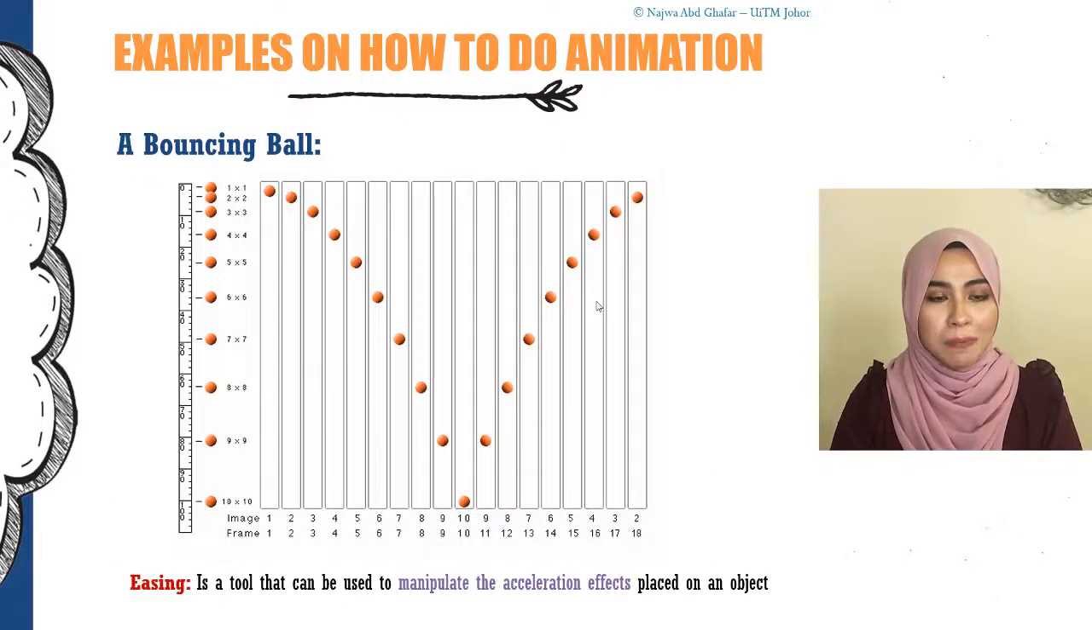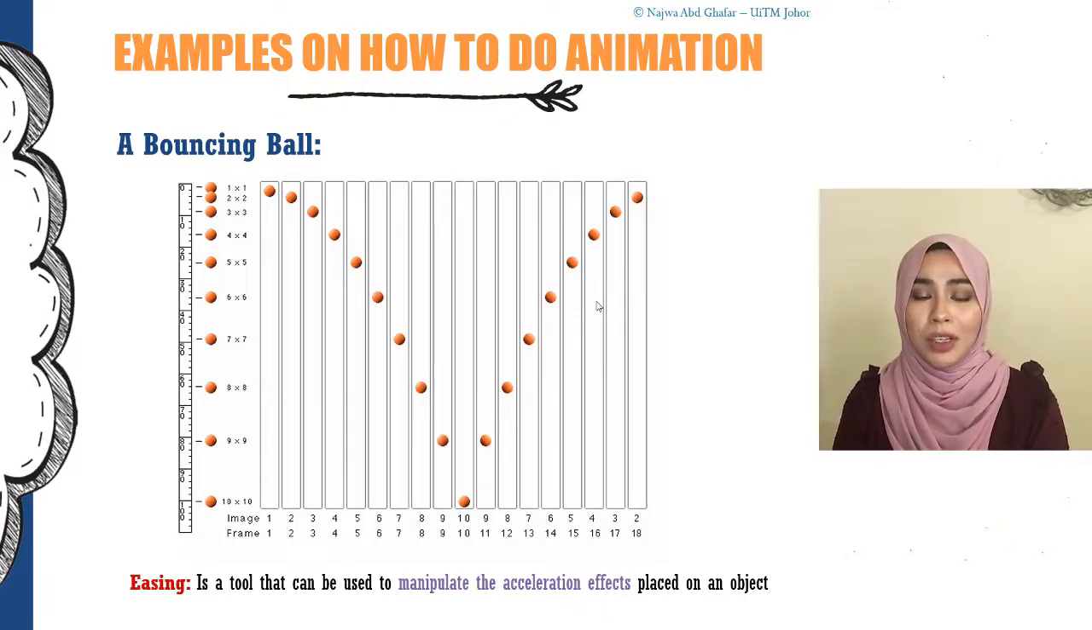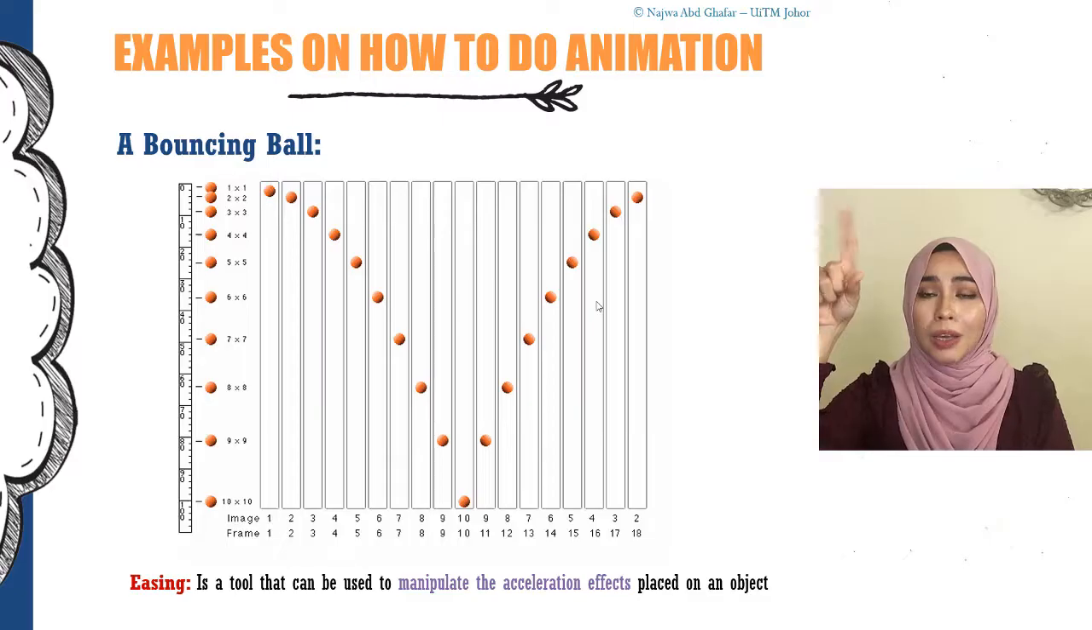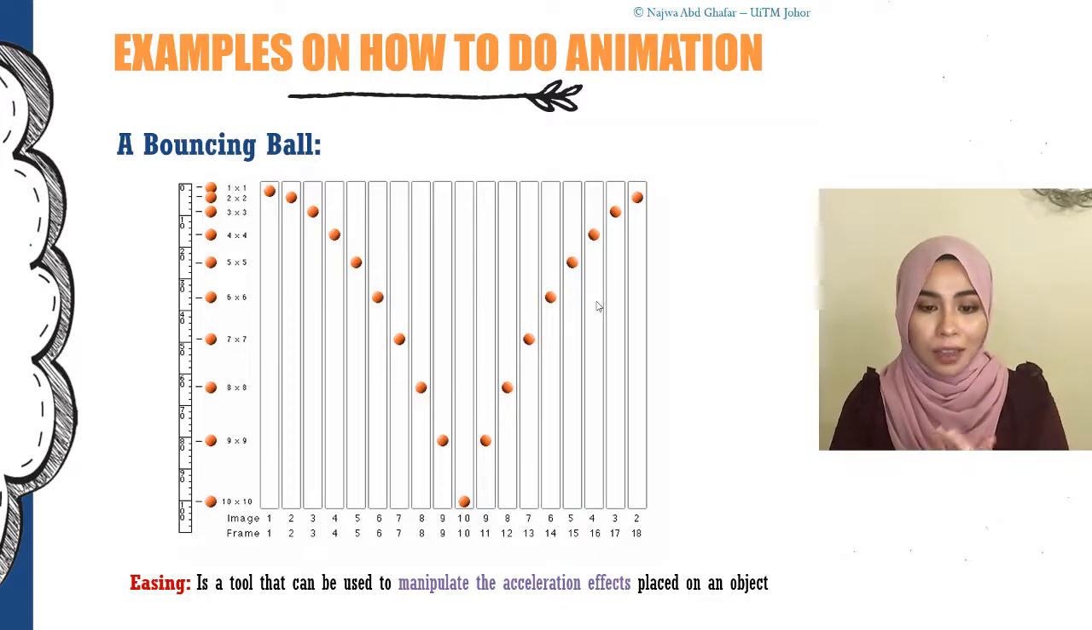And the next example is a bouncing ball. When you do a bouncing ball animation, like I said, you have gravity. Since you have gravity, of course the acceleration will be different when it goes up and when it goes down. As it goes up, the speed will get a lot slower. When it goes down, it will get a lot faster. So that is a bouncing ball, and you can use easing for that.